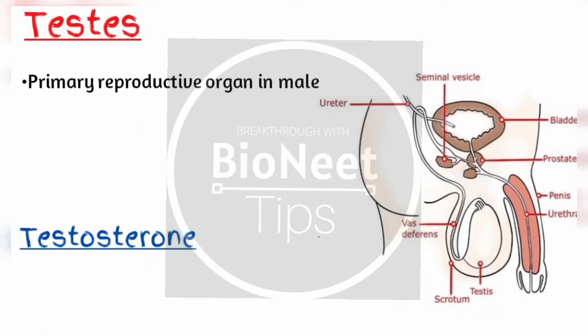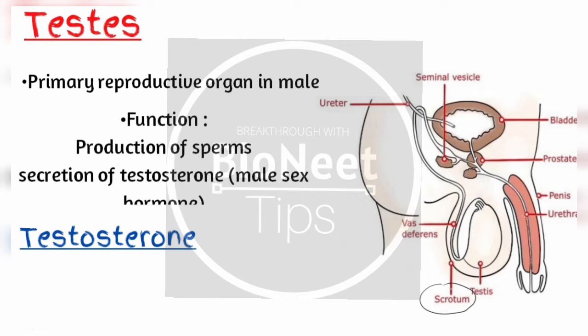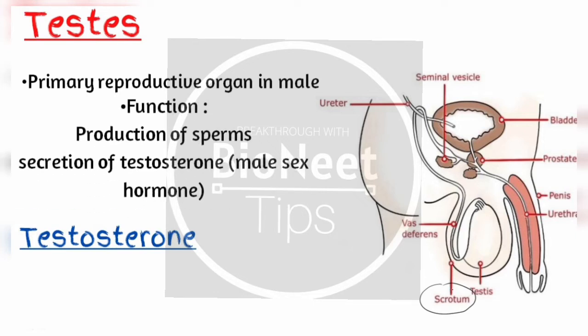The testis is the primary reproductive organ in males. It is covered in a muscular pouch-like structure called the scrotum. Now, the function of the testis is production of sperms and secretion of testosterone, that is the male sex hormone. Now, testes is basically a plural word. The singular form is testis.